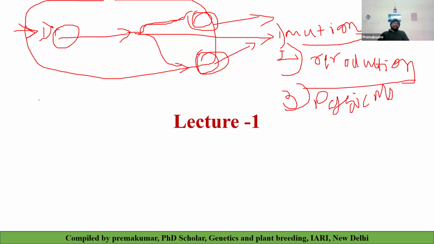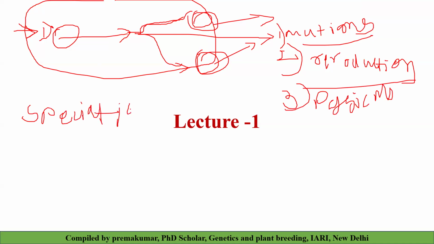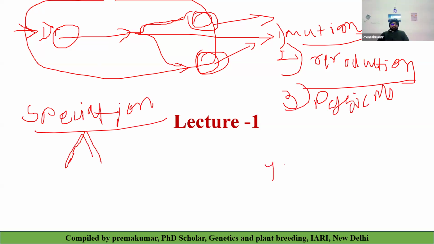What is speciation? Can anyone remember what is speciation? Sir, a subgroup of a population converting into a separate species. That is the founder effect. Yeah, this is one form of speciation. How many types of speciation are present? Anyone tell?